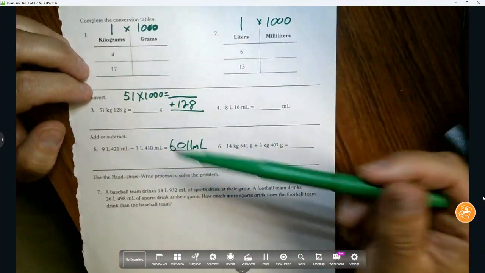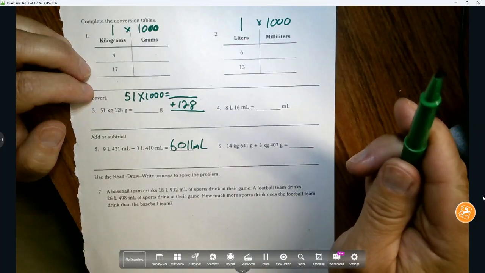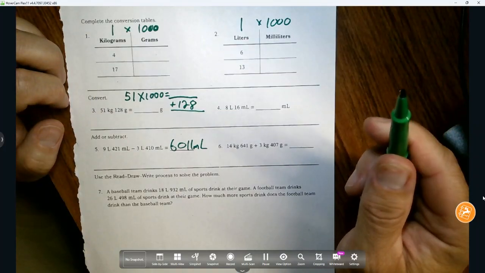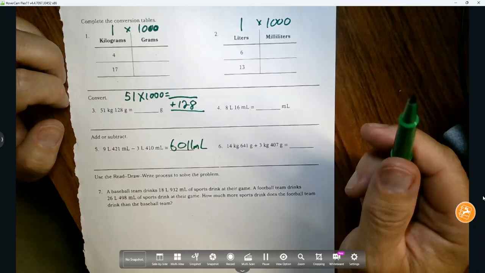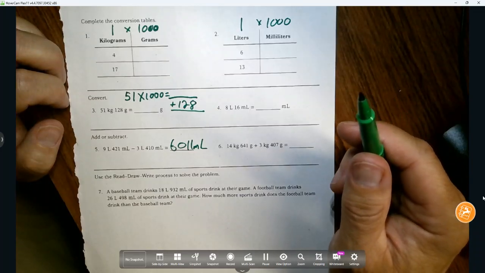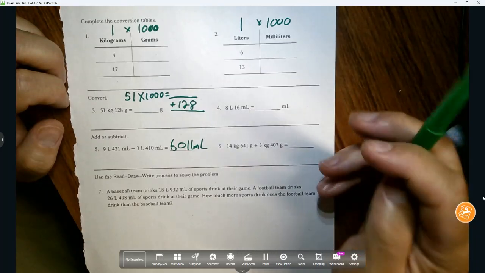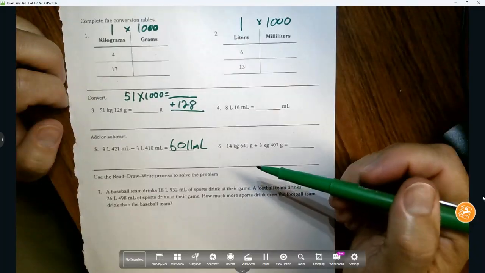On the bottom, it says, a baseball team drinks 18 liters... let's try that again. I think my tongue's broke already. I'm done talking. All right, let's try this again, see if my tongue will work.